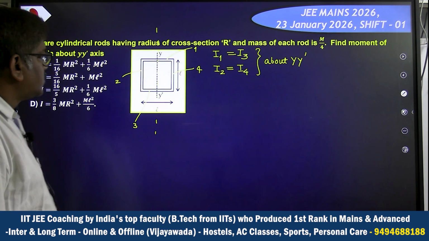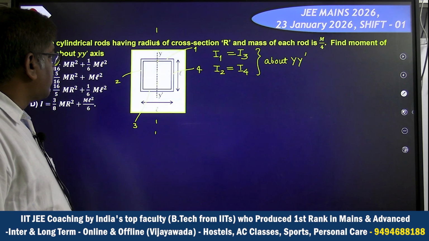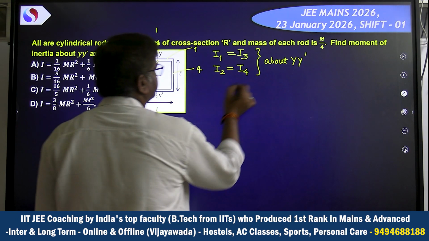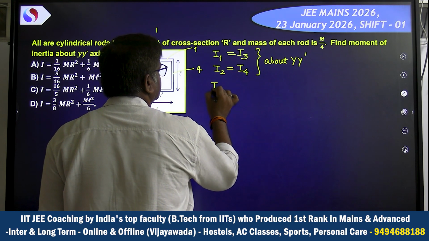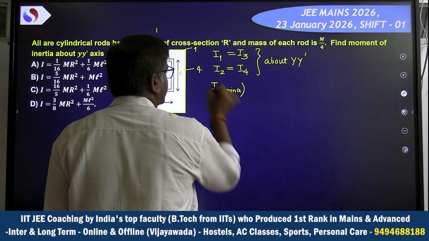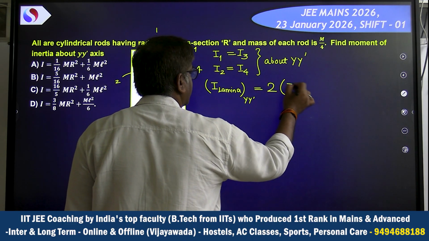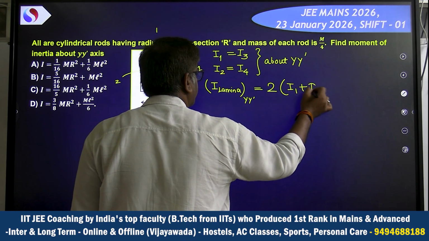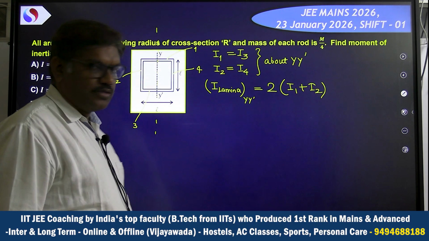Alright, so let me calculate I1 and I2 in a separate calculation. Then the I of this structure about y dash, we can directly write as twice of I1 plus I2, because I3 and I4 are equal to I1 and I2.